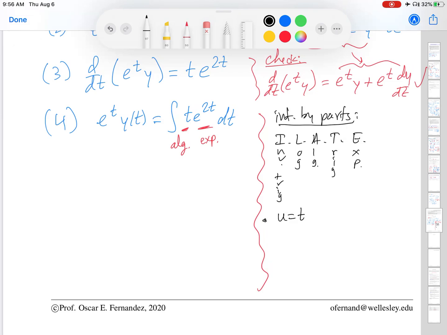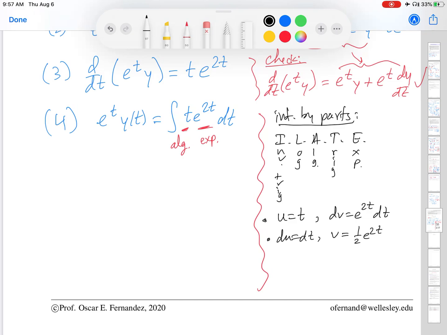Okay, so we're going to choose u equals t, and then dv is going to be everything else that's left over, which is e to the 2t dt. Great. So then we calculate here. du equals dt, and then v is the antiderivative of e to the 2t, which is 1/2 e to the 2t. Again, I'm skipping the plus c's here.